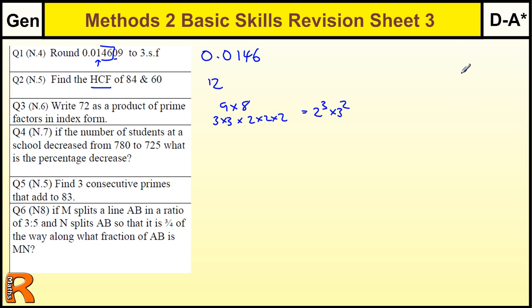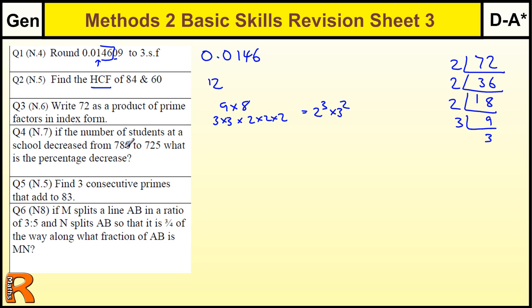Now you could do this if it was a bigger number and you're not so clear what numbers go into it. You can do it just by repetitive division, starting with the smallest prime number. 2 goes into 72 is 36, 2 goes into 36, 18, 2 goes into 18, 9, and 3 goes into 9 3 times. So those are the prime factors around there. So that's another way of doing it. It's quite common.